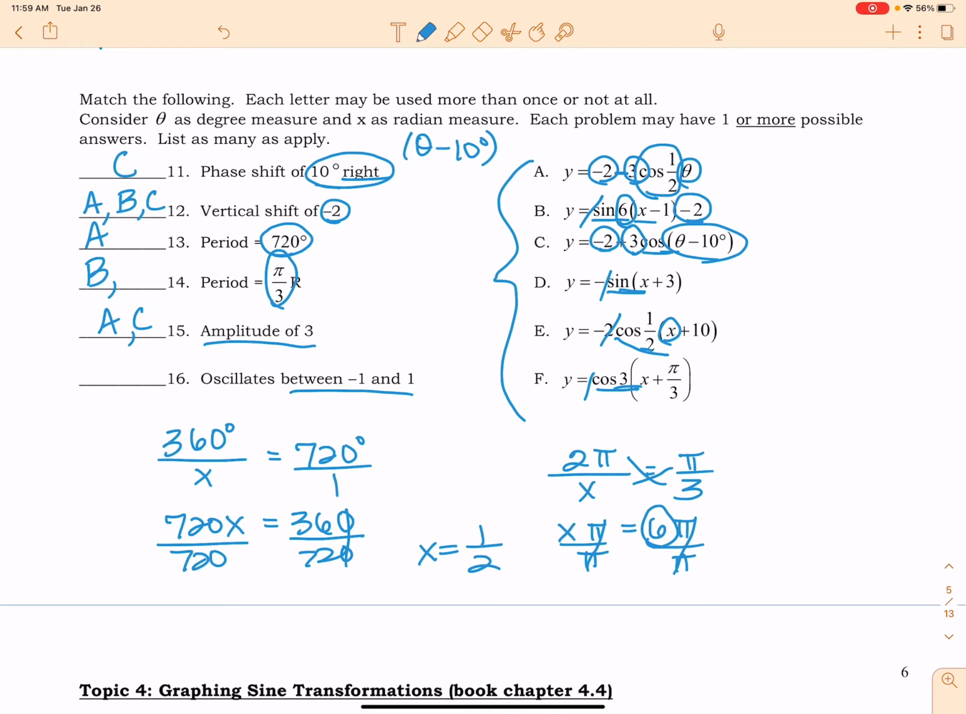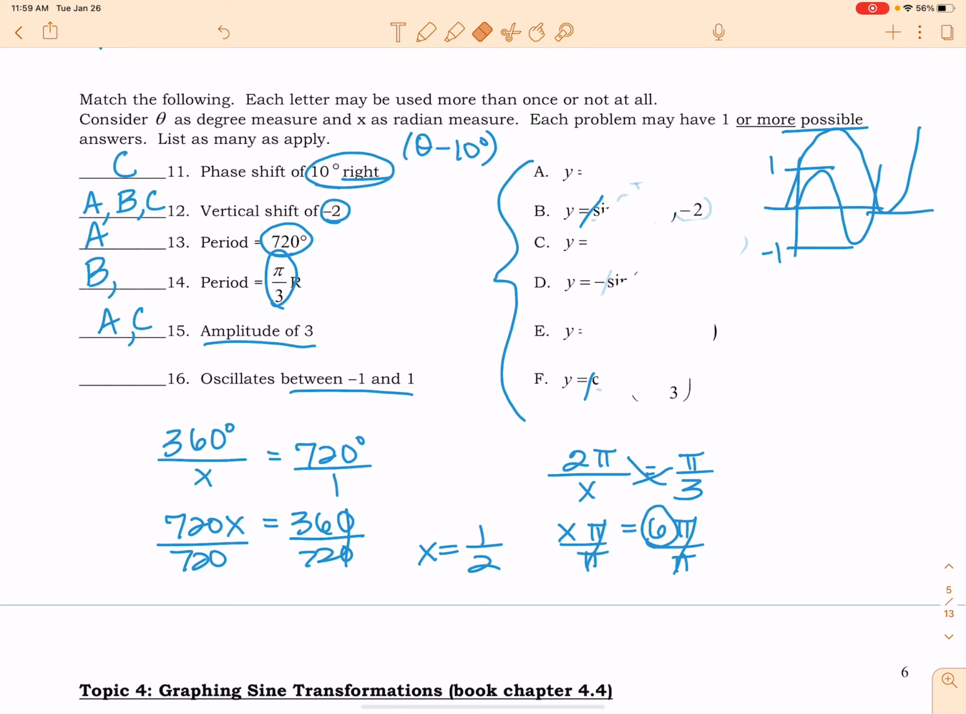All right, number 16, oscillating between -1 and 1. Okay, this one's a little tricky. So let's think about this. When we oscillate between 1 and -1, that means that we need to look for a situation in which our amplitude is 1, so the value directly in front of sine or cosine is 1, but also no vertical shift. Because a vertical shift, if this whole thing moved up, then it would be oscillating between like 2 and 0 or something like that. So we want an equation without a vertical shift.